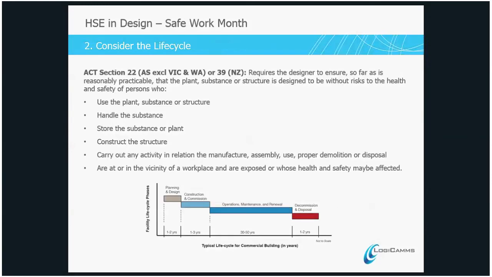Next one, we must consider the life cycle. Section 22, or 39 in New Zealand, of the Act requires a designer to ensure, as far as reasonably practical, that the plant, substance or structure is designed to be without risk to the health and safety of persons who use the plant, substance or structure, handle or store the substance, construct the structure, carry out any activity in relation to manufacture, assembly, use, proper disposal, and are at or in the vicinity of the workplace and are exposed, whose health and safety may be affected.